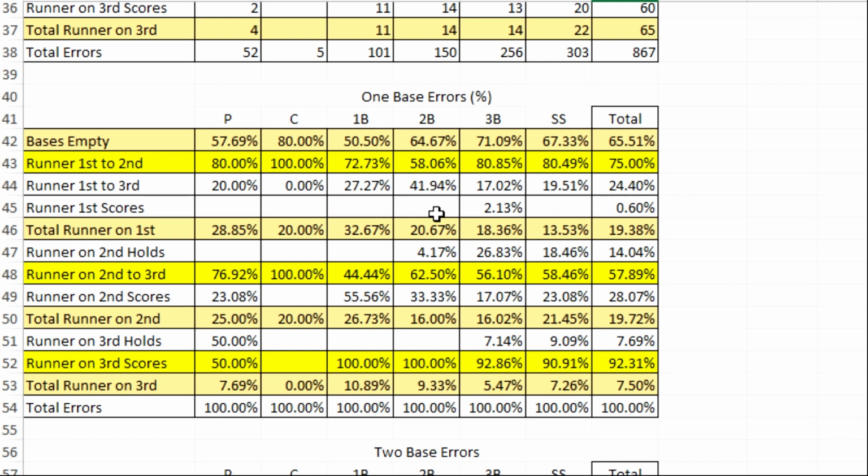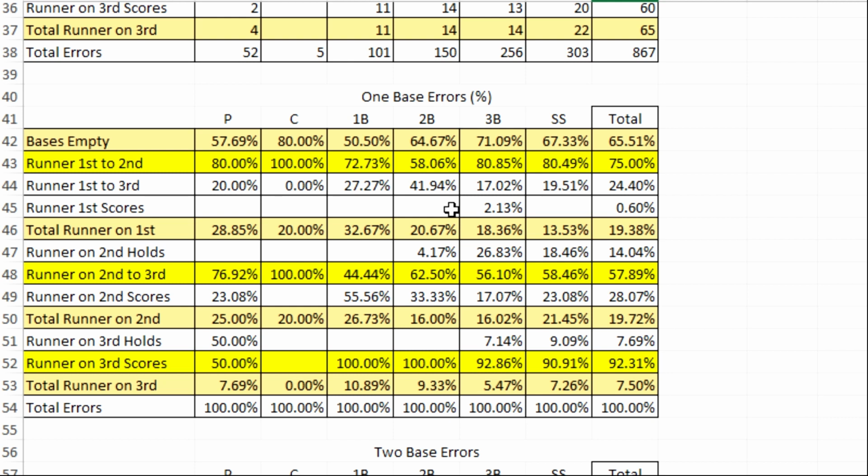And of course, as one would expect, that varies based on which fielder made the error. So if it's hit back to the pitcher or if it's the catcher, then for the most part, the runner's staying at second base. The runner on first is moving just to second. Same if it's hit to first base. It's about a 3-1 split here. But second base, now we're getting to the point where almost half the time, 42% of the time, the runner's moving to third on a one base error, which makes sense.